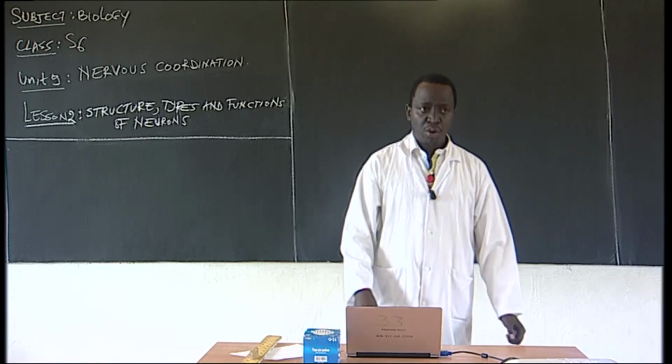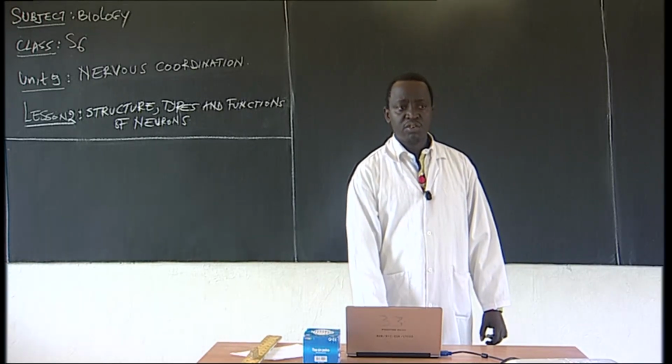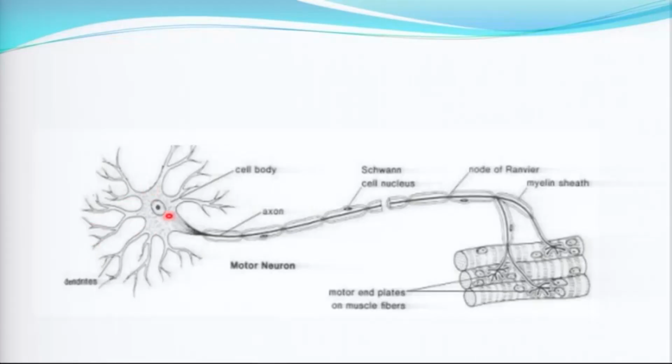So this is the motor neuron. This is the cell body. Those are dendrites, as I have said. And this is the axon. Information comes from these dendrites and passes into the cell body. From the cell body, it can pass through the axon. Then from the axon, you see here we have the muscle fibers. It can reach into the muscle.